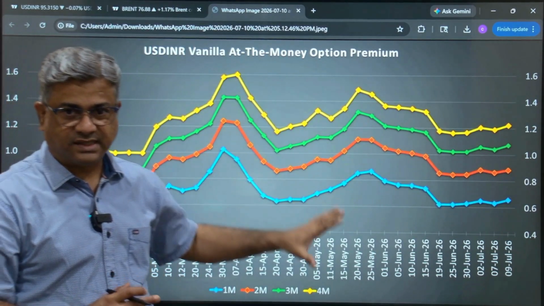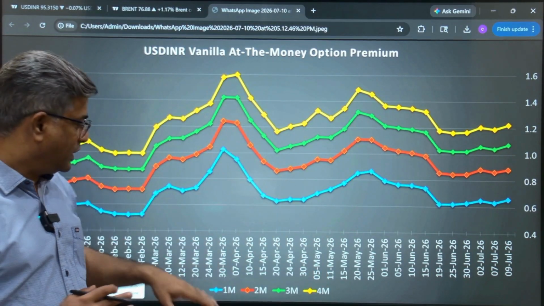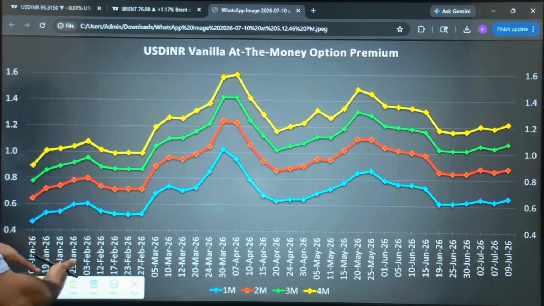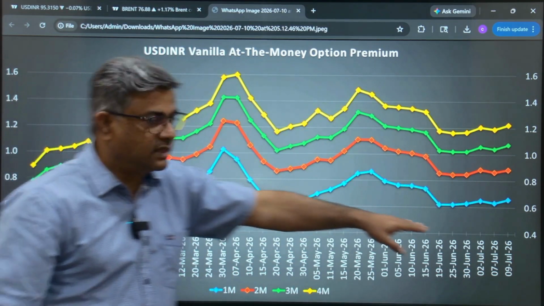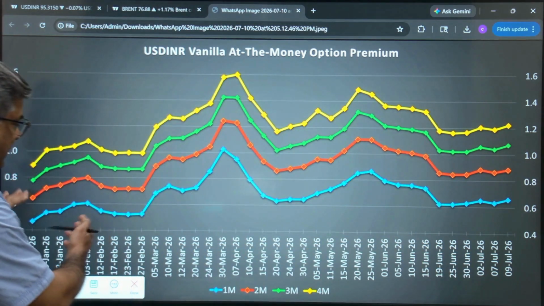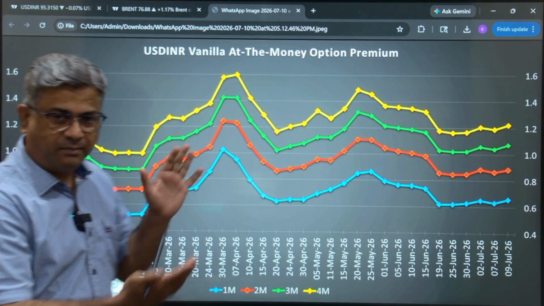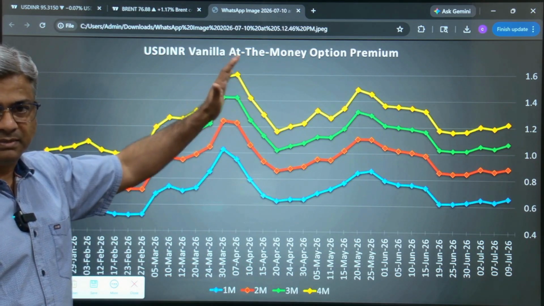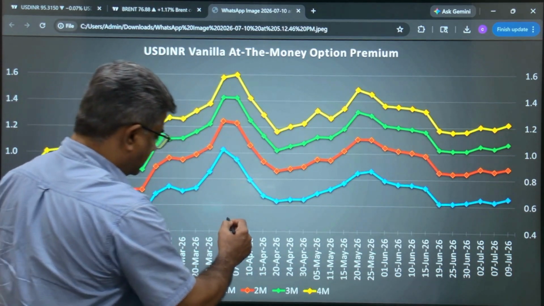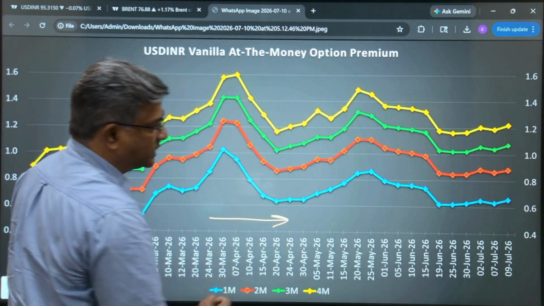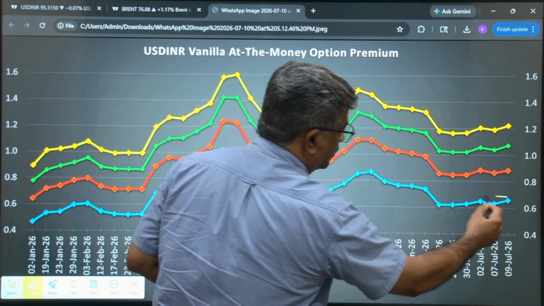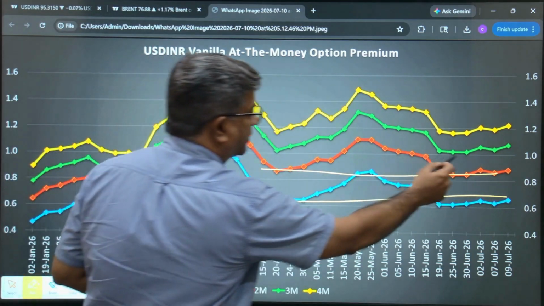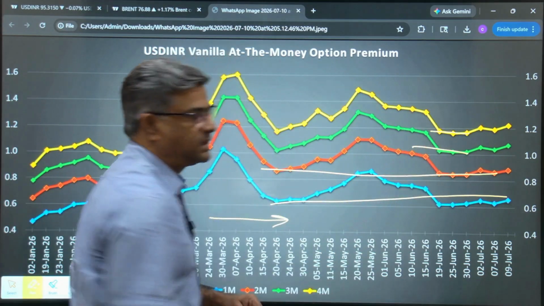Okay. So this is the option premium chart that we follow. 1 month, 2 month, 3 month, 4 month. I have expanded since the beginning of this year, Jan 26 till now. Okay. Obviously in January it was a period of great calm, the option premiums were lower, but in February, March the war started, the premiums went higher. But if you see subsequently from March onwards, the premiums are very low. Okay. This is at the bottom, this is almost close to the bottom, this is also at the bottom, this as well are at the bottom.